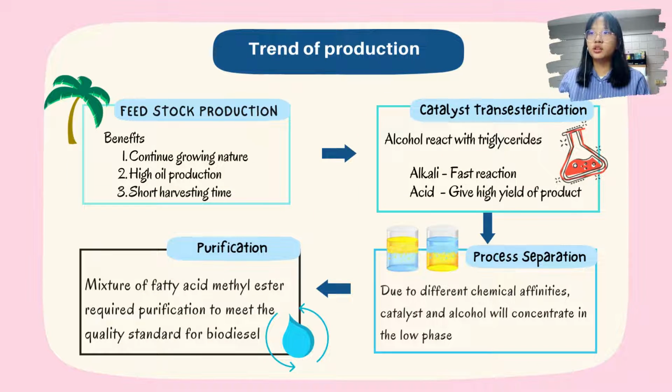Now I'm going to present the process of the production. The first step is feedstock production. Imagine we're using palm oil as the feedstock, and then we go to the catalyst transesterification, in which the alcohol reacts with the triglyceride, and then we undergo the process of separation to separate the alcohol, the glyceride, and the catalyst. The last step is the purification. We purify the fatty acid methyl ester to meet the quality standard of biodiesel.